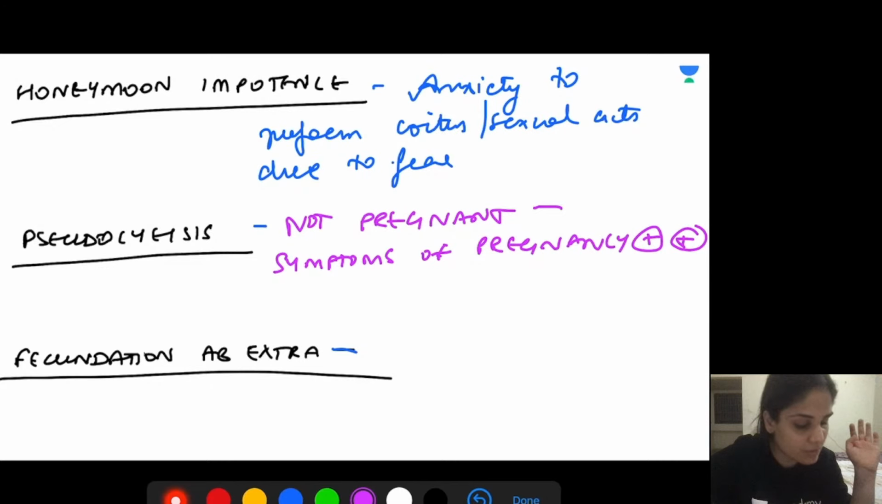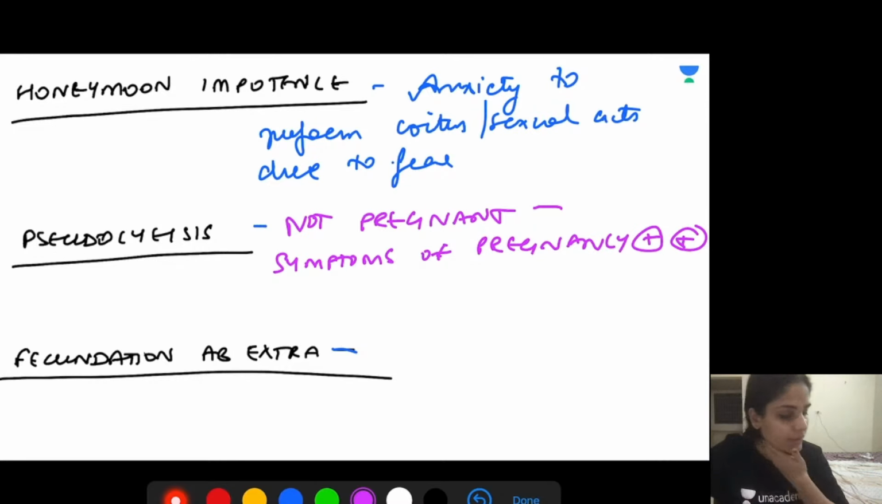If someone has not read well in his past subject and now he is in 3rd year, what to do now and how should he start? Okay, Piyush, I will come to your question, but first we will finish our revision. So fecundation ab extra. What is fecundation ab extra? Any idea, guys? While you all are answering that question, I will answer Piyush's question.